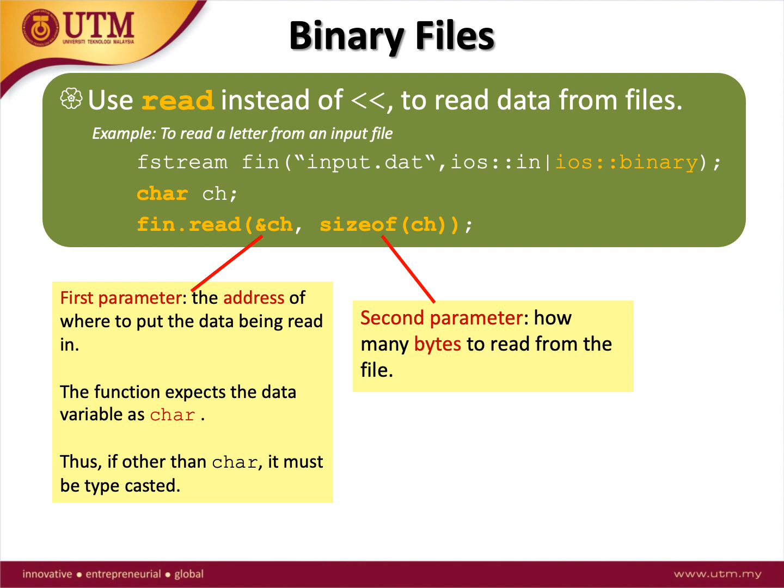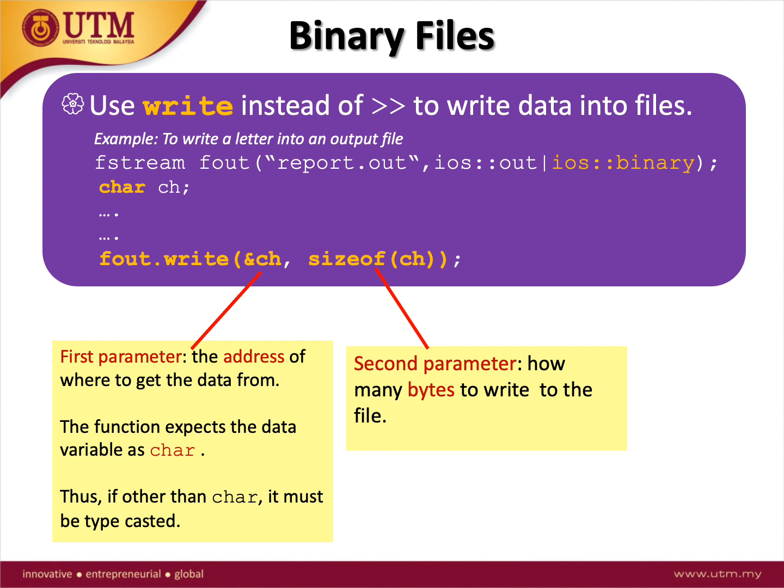There are actually two arguments. The first argument passed to the function is the address of the letter variable. This tells the function where the data is located. The second argument here is how many bytes to read from the file.